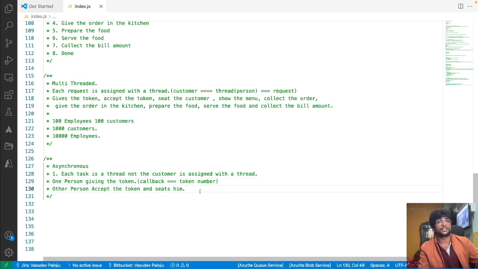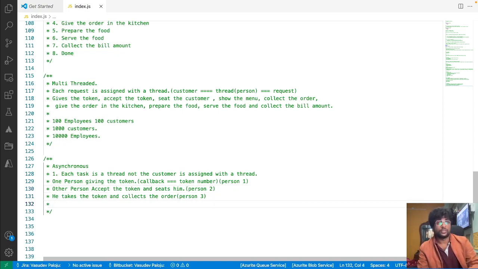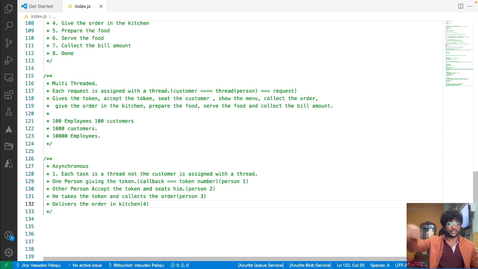The same way, this token guy, whoever seats him, he takes the token or the table number and collects the order. A different person collects the order. Person 3, person 1, and this is done by person 2. Now, some other person delivers the order to the kitchen. This guy's work is only delivering multiple orders to the kitchen.